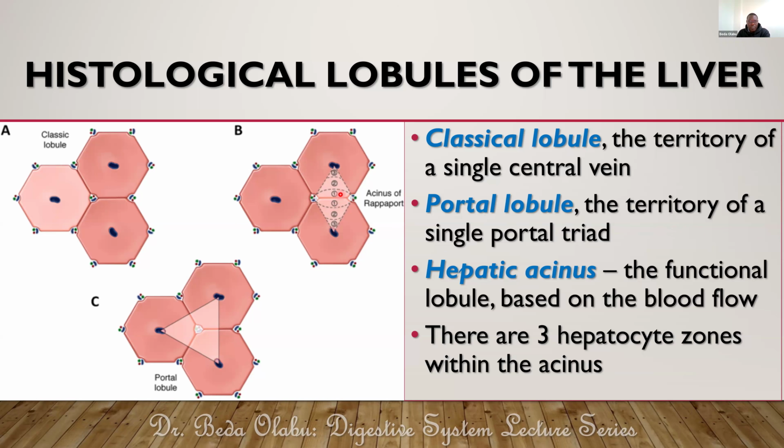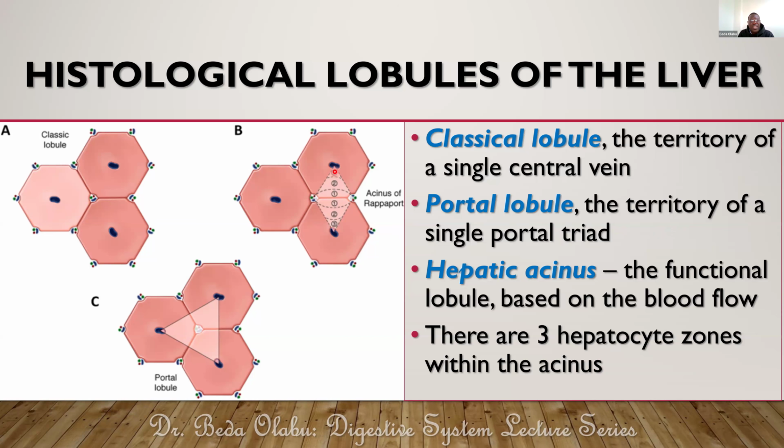Zone 1 here represents cells which are subjected to a lot of toxins from the portal vein, because the portal vein carries everything from the intestines, including toxins. These cells are also subject to a lot of oxygen from the hepatic artery. And yet again, they are subjected to a lot of nutrients carried by the portal vein. The cells in zone 1 are highly metabolic.